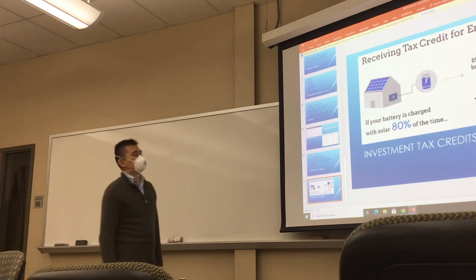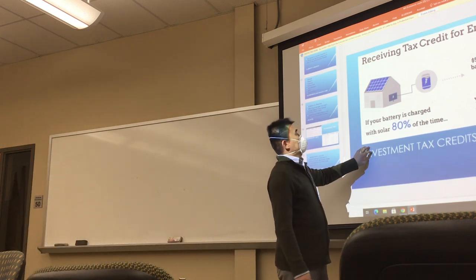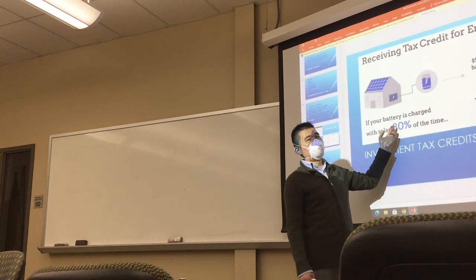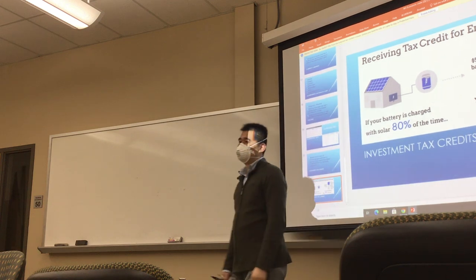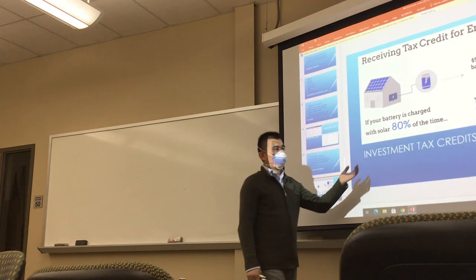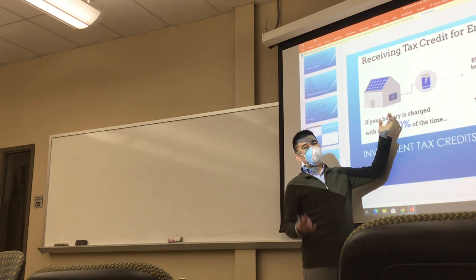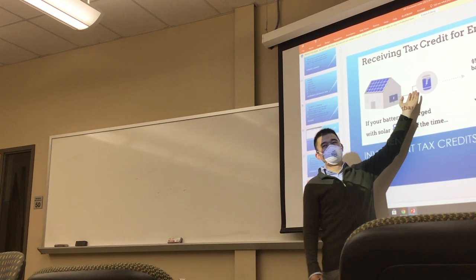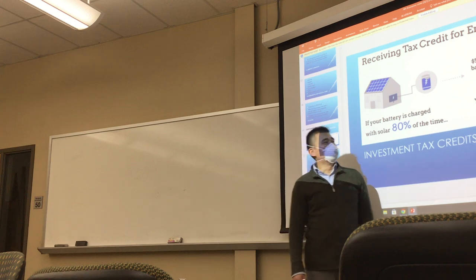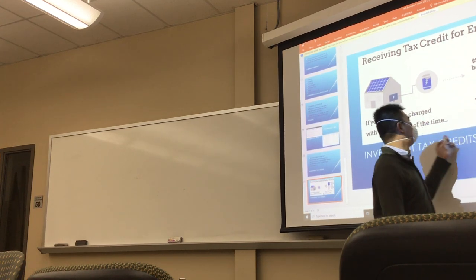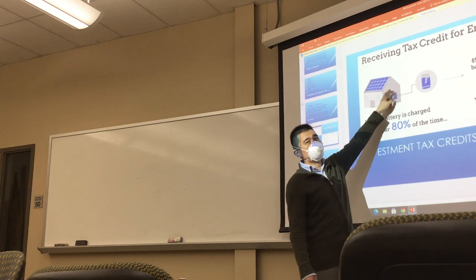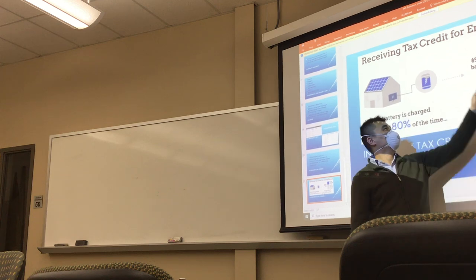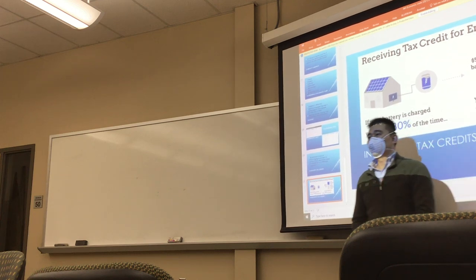So this shows an example. If your house uses solar to charge a battery, okay, lots of homes use energy storage, or lots of communities have their own big battery. If you charge your battery through solar, say 80%, then you will get 24% for your investment, as a tax credit.